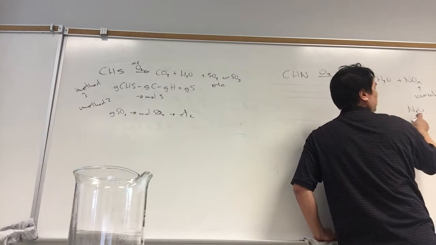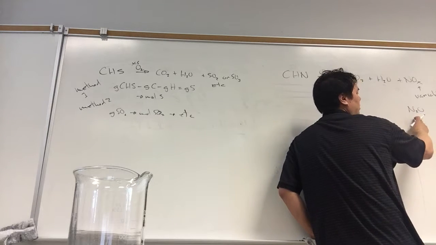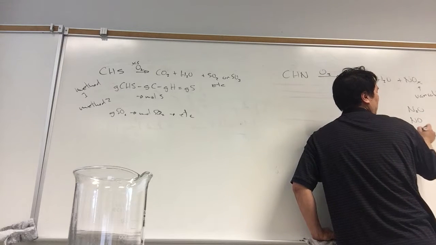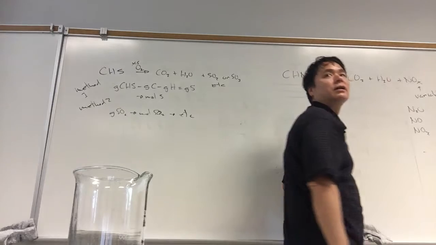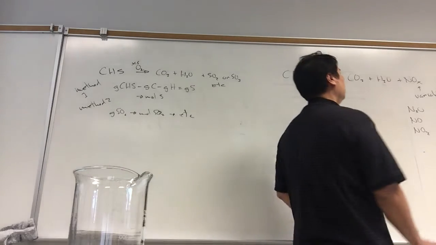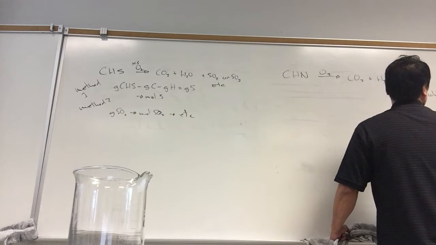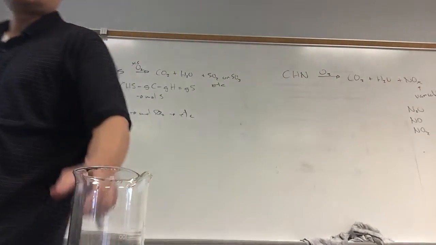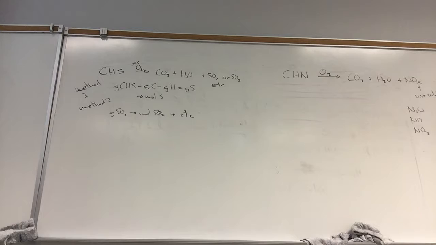You could form N2O, dinitrogen monoxide, or nitrous oxide. You could form nitric oxide, or NO, nitrogen monoxide, or NO2, nitrogen dioxide. These are called NOx. We lose track of the nitrogen there.